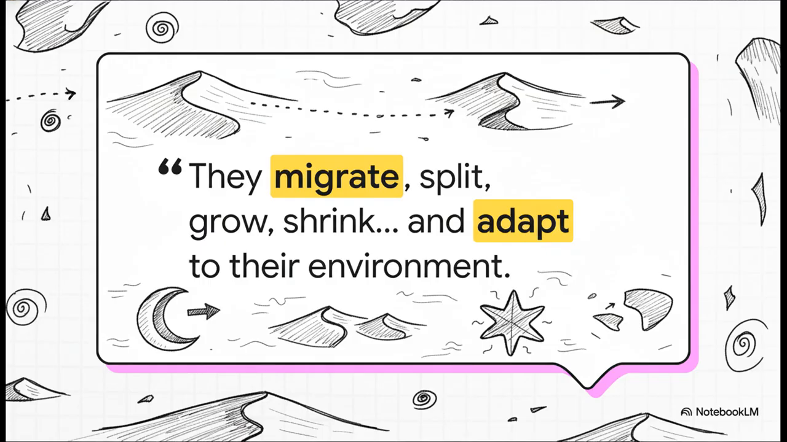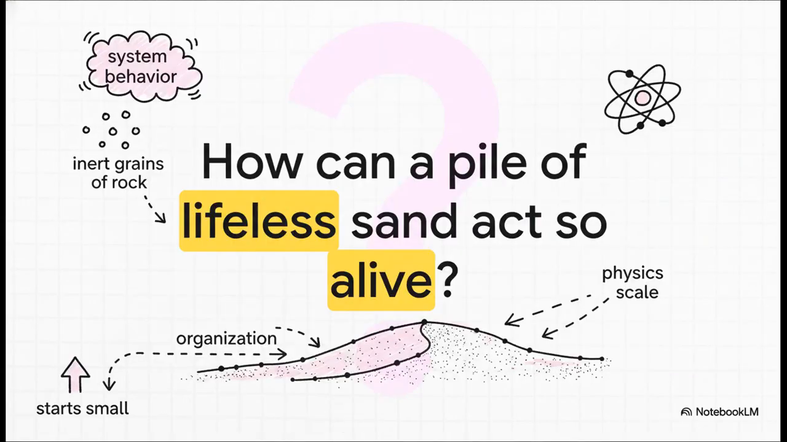And that's not just some fancy, poetic language. This is what they literally do. Dunes are in constant motion. They travel across entire landscapes. They can break apart to create new baby dunes. They expand and contract. And they react to their surroundings in a way that's, well, uncannily lifelike. And that's the big question, isn't it? How on earth does a collection of tiny, inert grains of rock organize itself into a system that mimics the behaviors of life? Well, the answer starts at the absolute smallest scale.